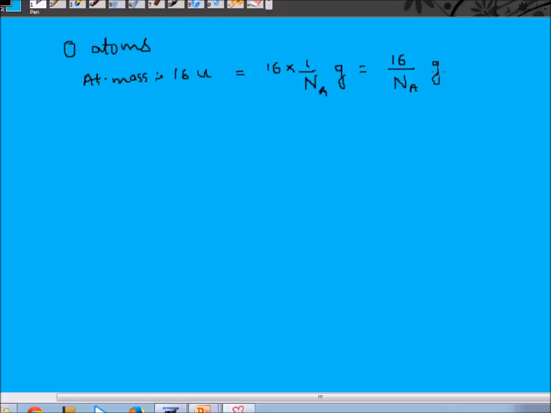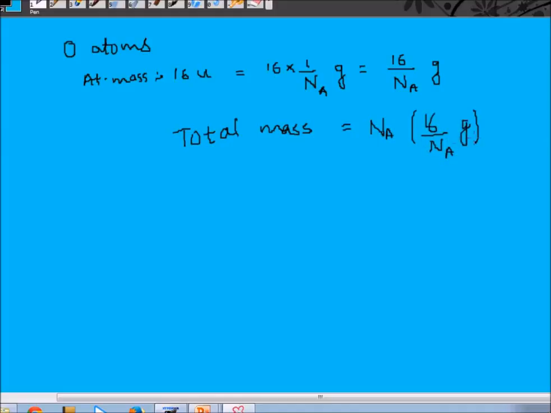Alright, so if you have 2 atoms of oxygen, the mass will be 2 into this, 2 into 16 by Na. Similarly, if you have 5 atoms of oxygen, the mass will then become 5 into 16 by Na. If you have 1 dozen atoms of oxygen, then the total mass becomes 12, that is 1 dozen into 16 by Na gram. Alright, it's quite simple. So now you have 1 gram atoms or 1 mole of oxygen atoms. So total mass will be nothing but 1 mole multiplied by 16 by Na.